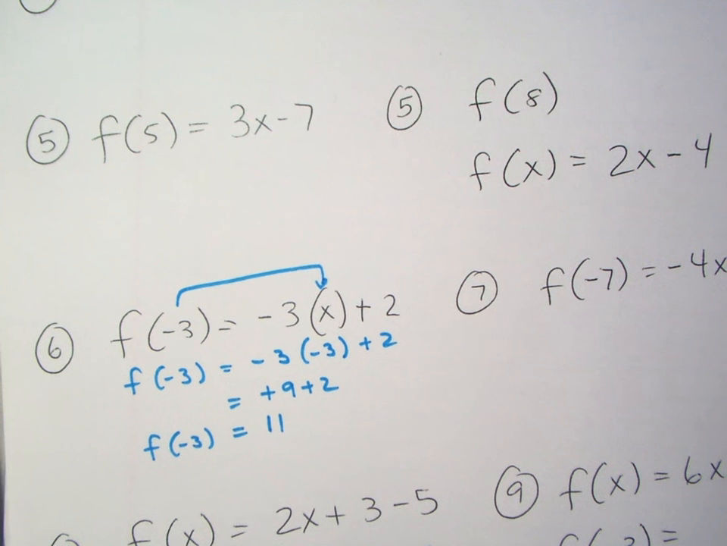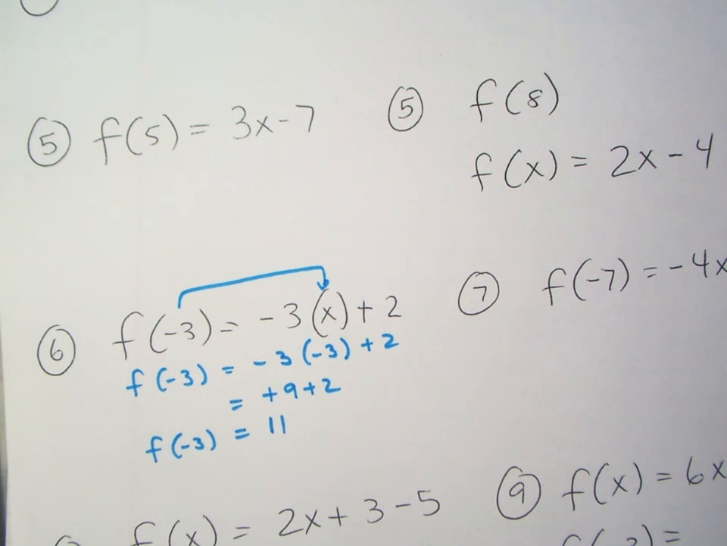So the function of negative 2 is negative 6. Okay, so that's basically how you do it. So is that cool?